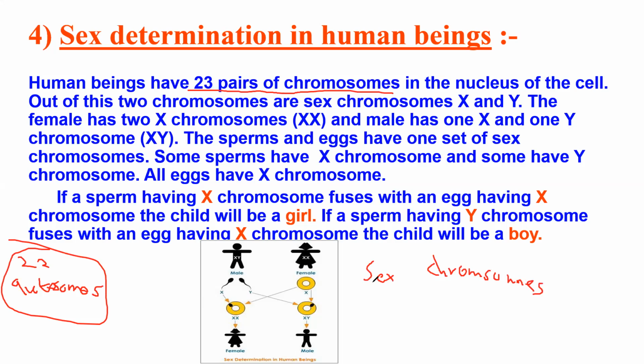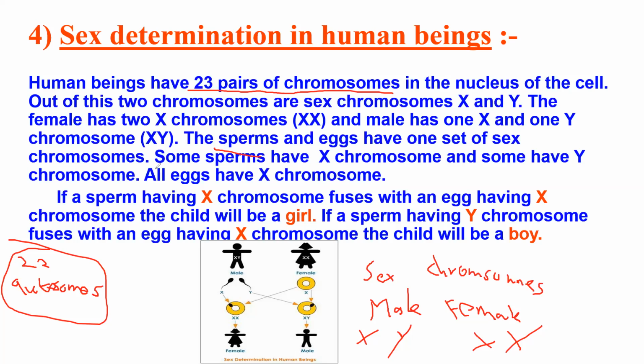Males have two different types of chromosomes, one X and one Y, but females have only one type, both X. Okay, now let's do the cross. As you can see over here, female has both X and male has one X and one Y. In sperms there's 50% X and 50% Y. So it is an equal chance, not unequal, since both of them are half.